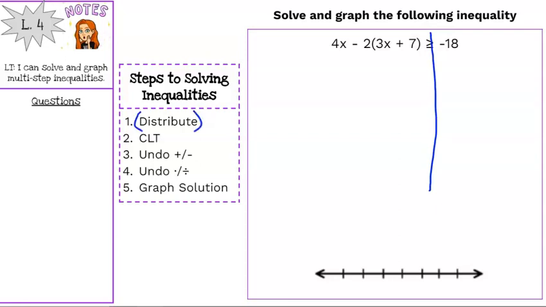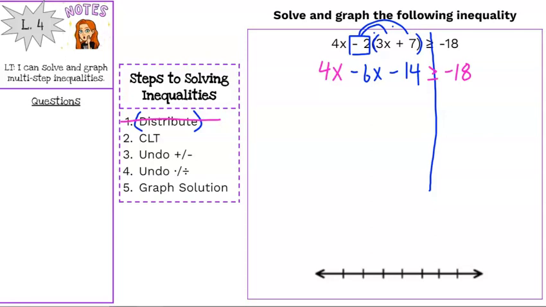This time we do have parentheses. They're right here around the 3x plus 7. So this negative 2, that minus 2, I'm going to take the sign with it. I'm going to distribute or multiply with the numbers inside. Negative 2 times 3x is negative 6x. Negative 2 times positive 7 is negative 14. Now I can bring down the rest of the problem, still have the 4x, the greater than or equal to, and the negative 18.